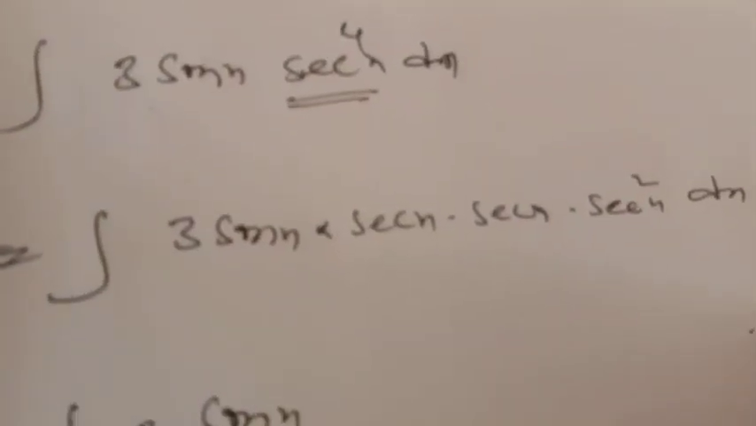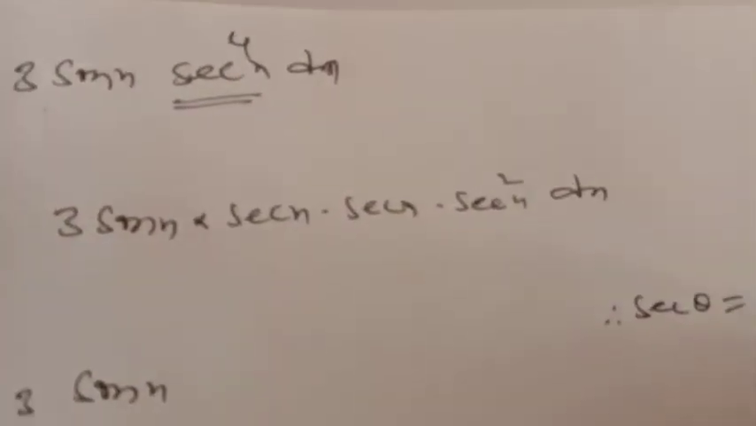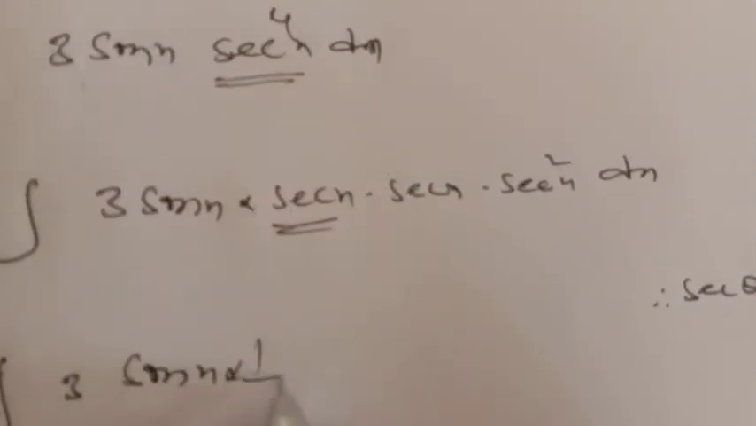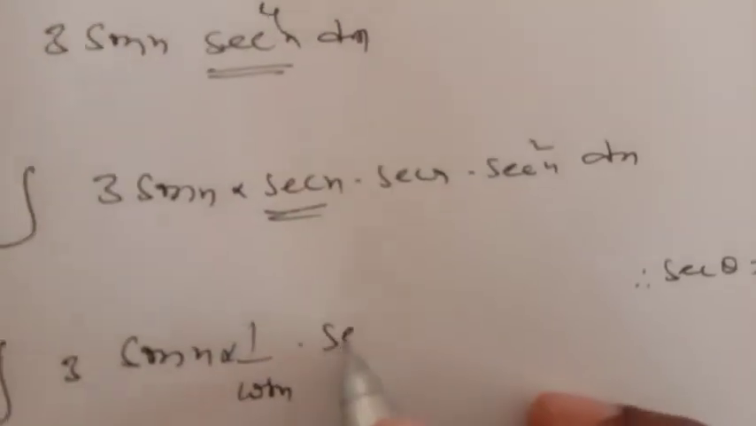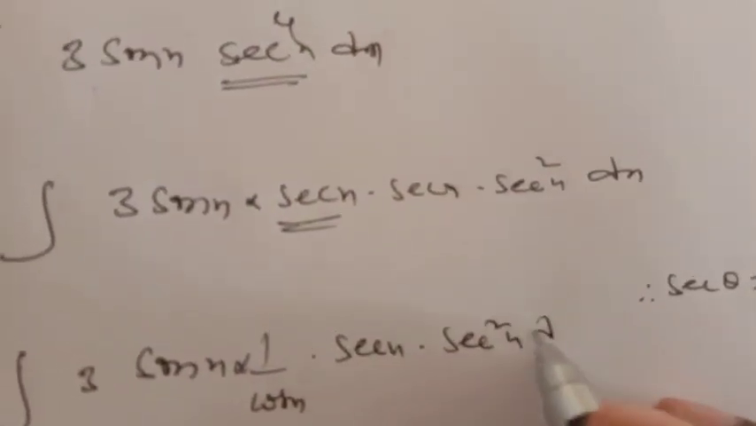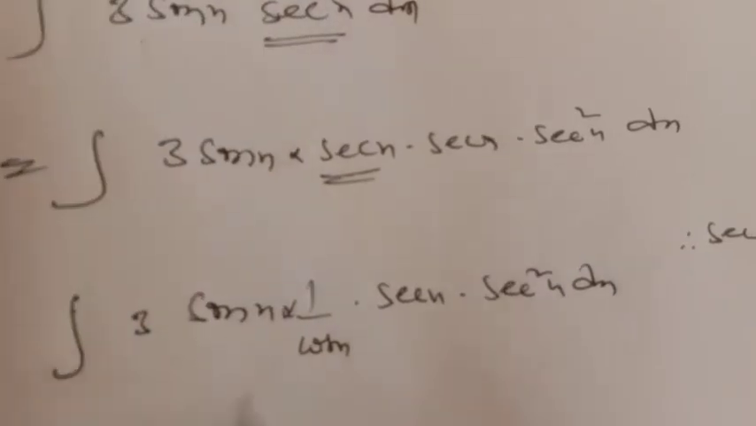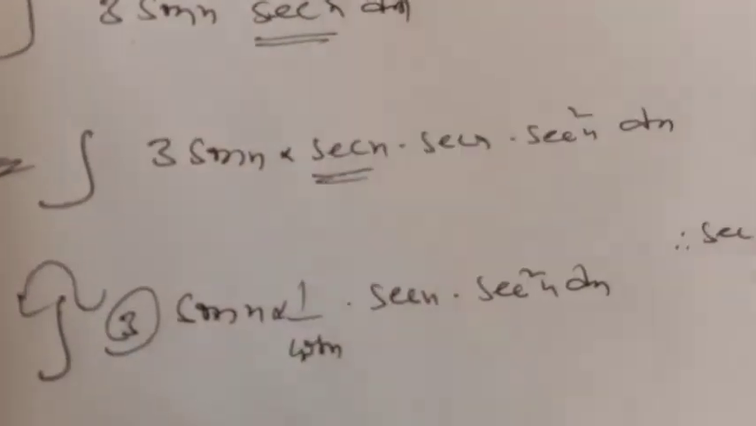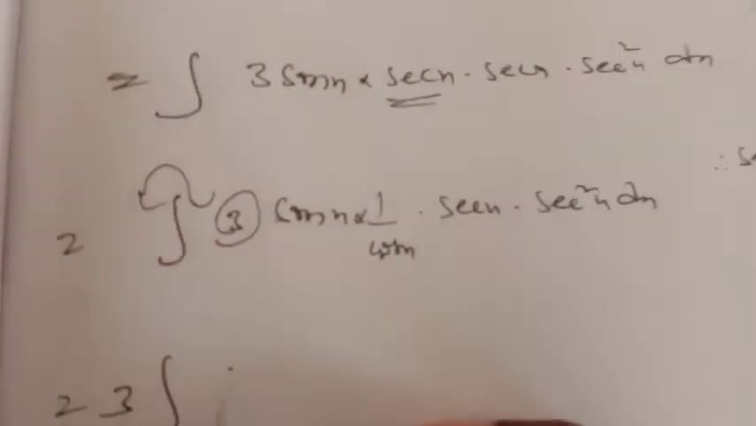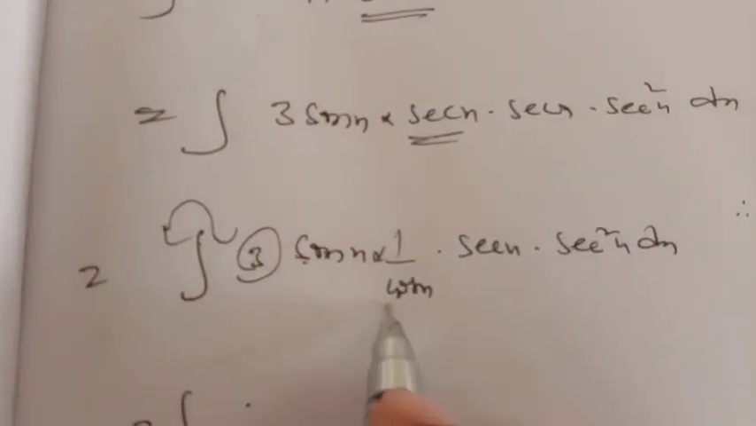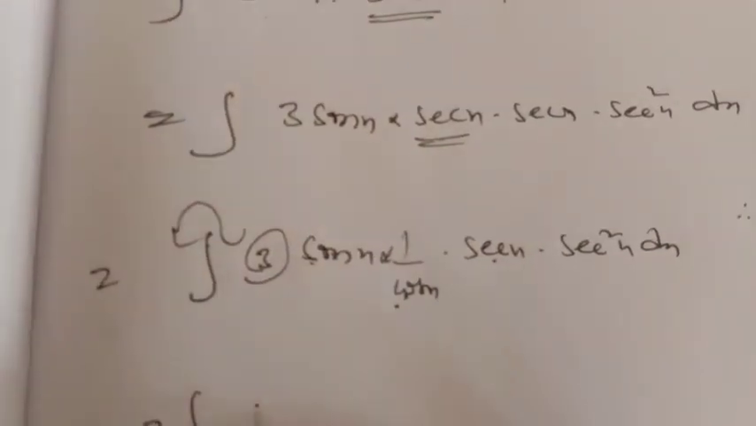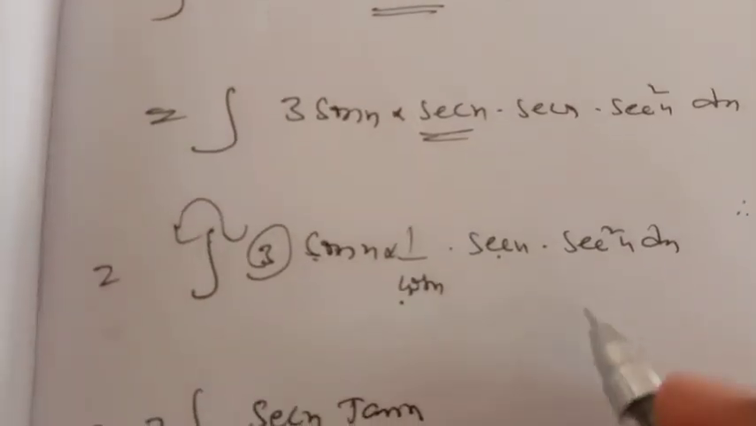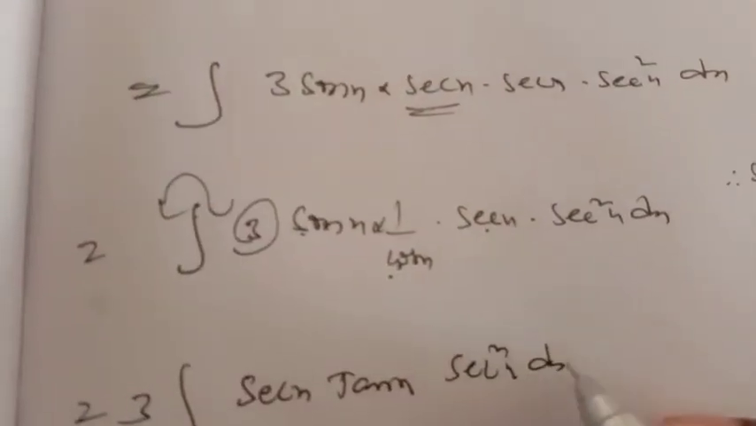Here we have sec theta equal to 1 by cos theta. You can write sec x equal to 1 by cos x into sec x into sec square x dx, that equal to sin theta by cos theta, tan theta. Here 3 is the constant term, take in front of the integration, that is 3 into integral sin theta by cos theta, tan theta, and sec x equal to sec x into tan x into sec square x into dx.